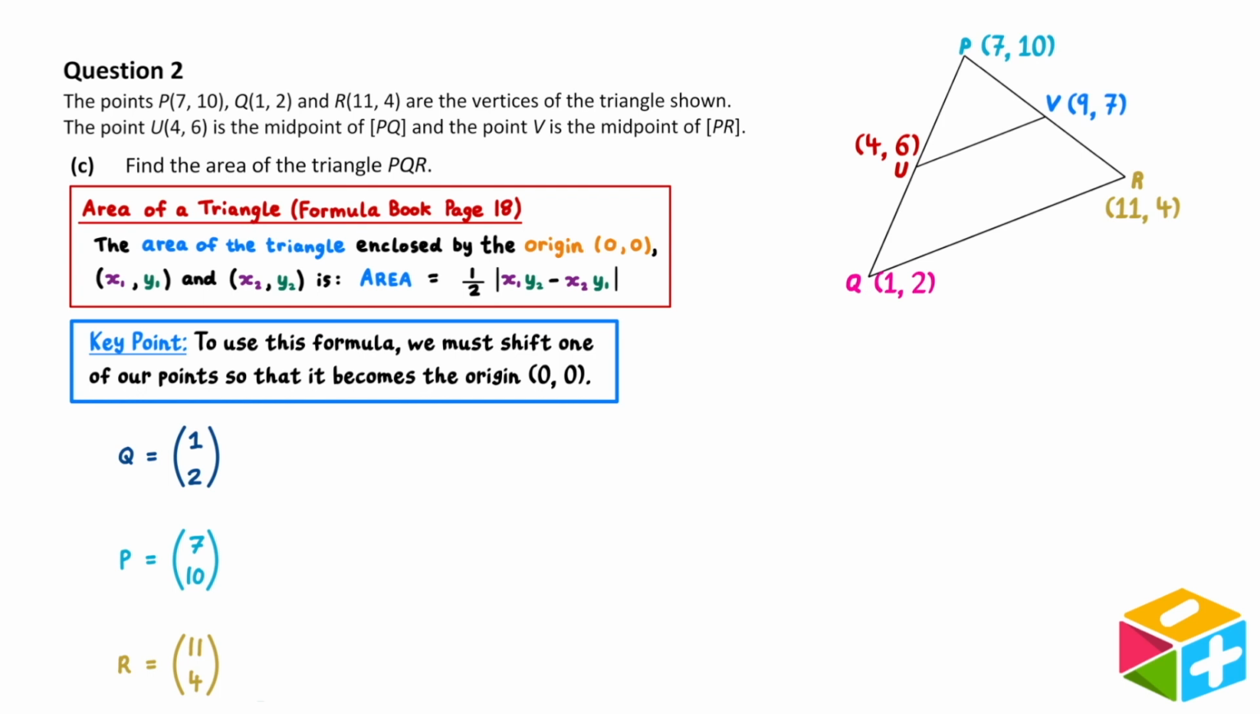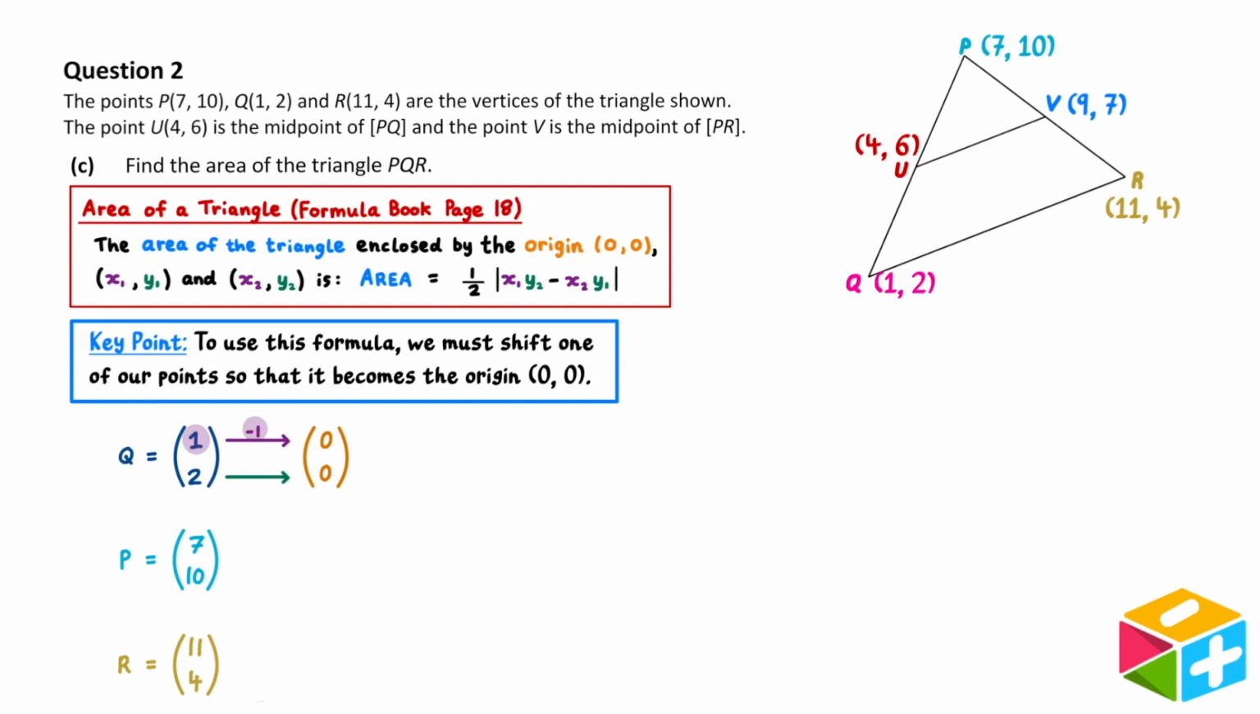We'll need to shift one of these so that it becomes the origin. We could pick any of these points, but I'll choose Q since it contains the smallest numbers. So, the question to ask is, what must I do to Q to make it turn into the point 0, 0? Well, the x-coordinate is 1, and to make this 0, all we have to do is subtract 1.